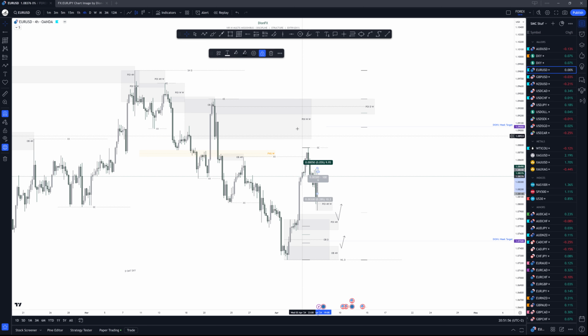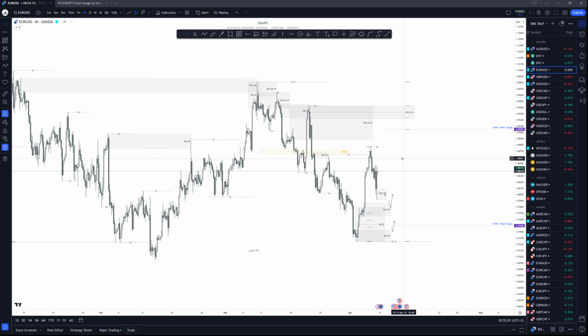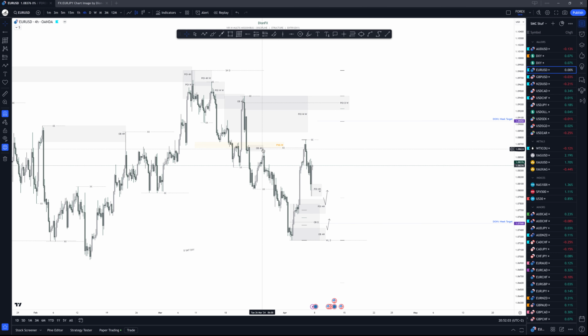On EURUSD, it's just similar to the dollar index, to the DXY. You saw the change of character right here, right? And right here you're having the SMT. So on DXY we saw price come and take out this low. On EURUSD we didn't see it, right? So right here we got a change of character. I would like to see a pullback into these extreme levels, right?